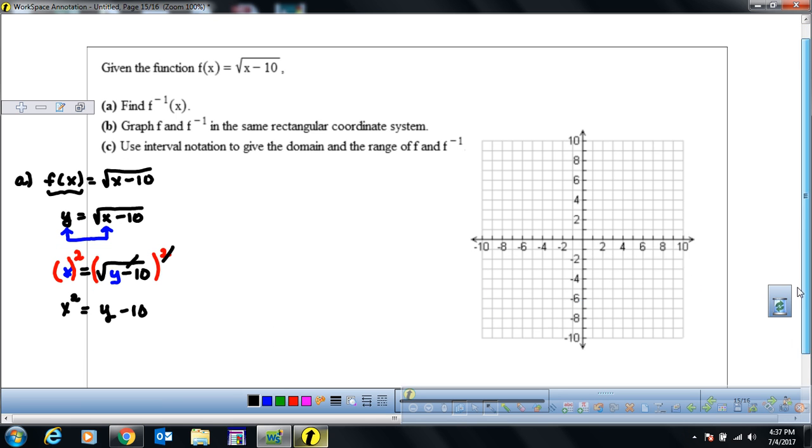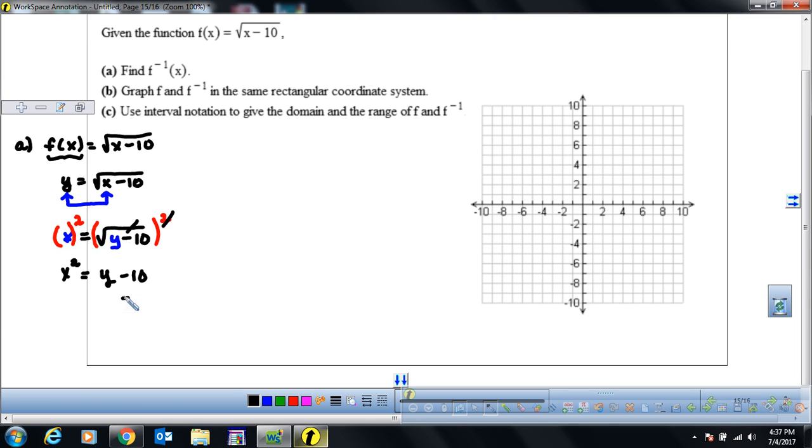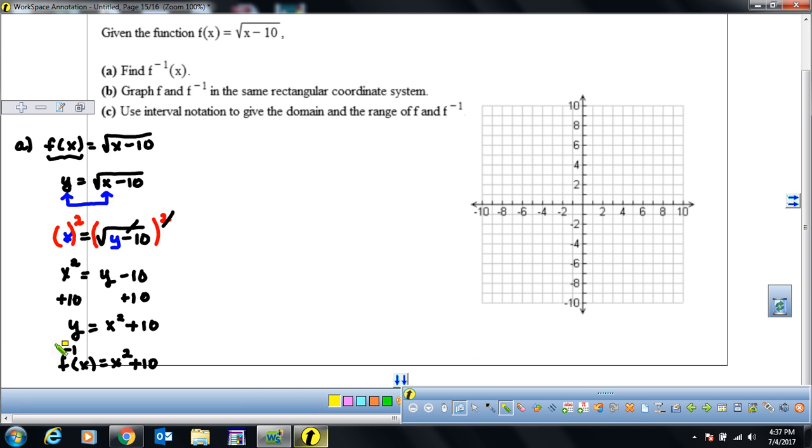So then we're going to solve for y by adding the 10 to both sides, and so y is going to be equal to x squared plus 10. Then we need to change it back to the notation of f of x, but since this is the inverse function, we're going to represent it with the -1 power. That means that the inverse of f of x is equal to x squared plus 10. And that is my inverse function.